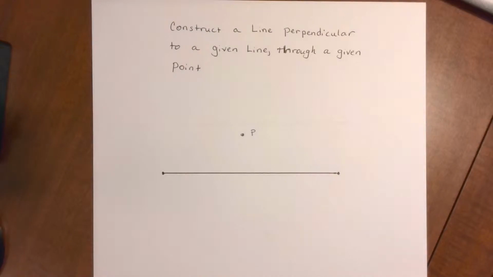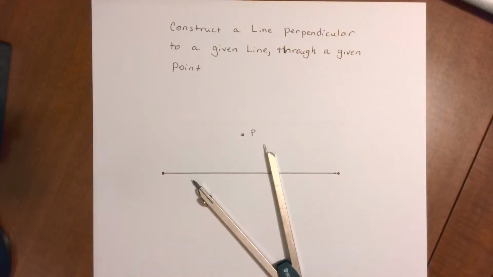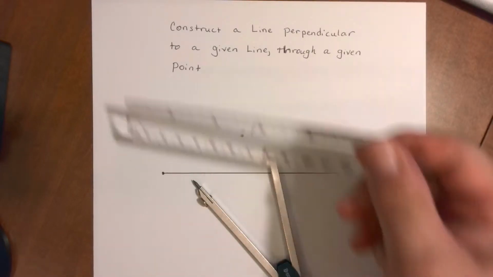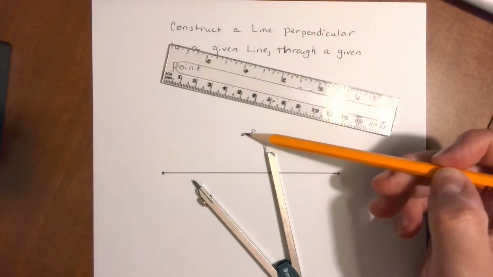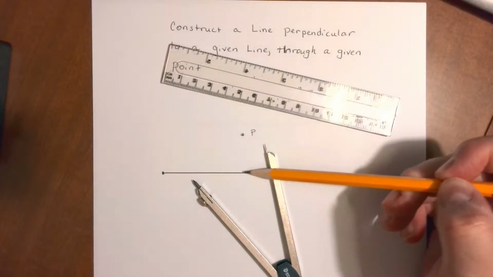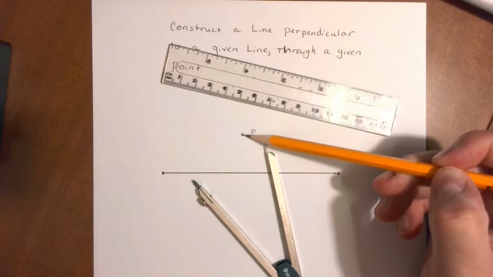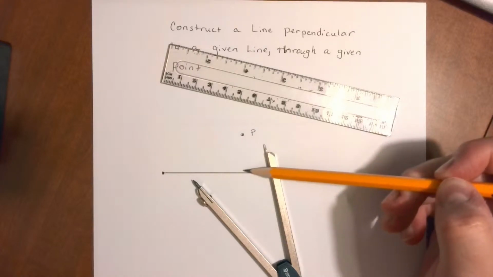So we're going to start off with our standard compass. And for the standard compass, I also need a straight edge. So there is my straight edge. So you'll need those for this particular construction. So what we want to do here is we want to make a line through this line that goes through this point, but it has to be perpendicular. So perpendicular means that it has to intersect at a right angle.